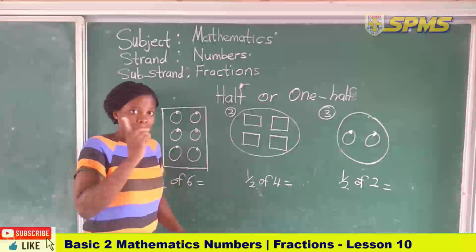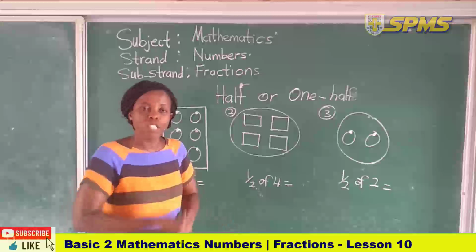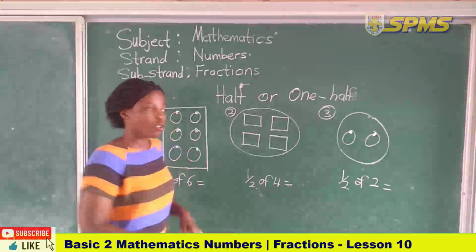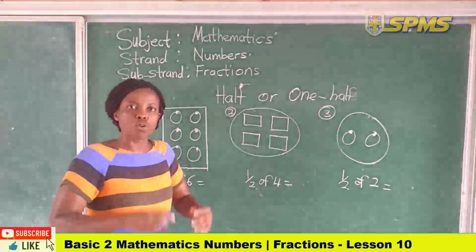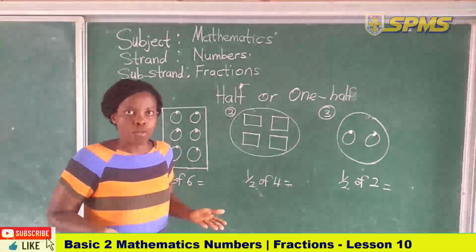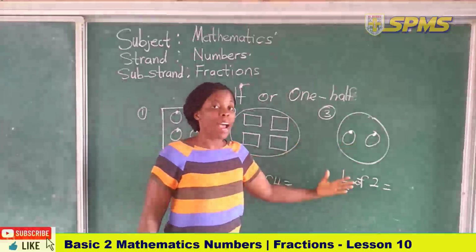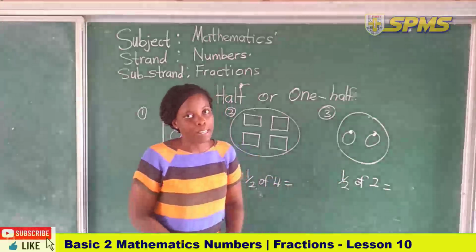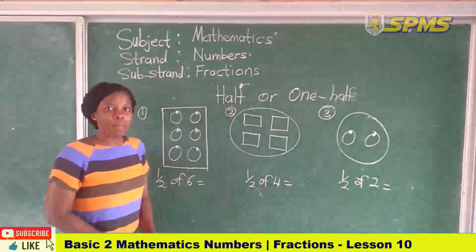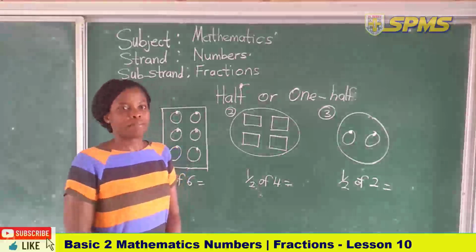Remember I said half means dividing the object or the whole into 2 equal parts. So these are groups of objects. You can divide them into 2 equal parts too. Alright, so the last one too is 2. So when you divide these 2 into 2 equal parts, what will you get? That is the meaning. So in this case, we are determining half in a group of objects.